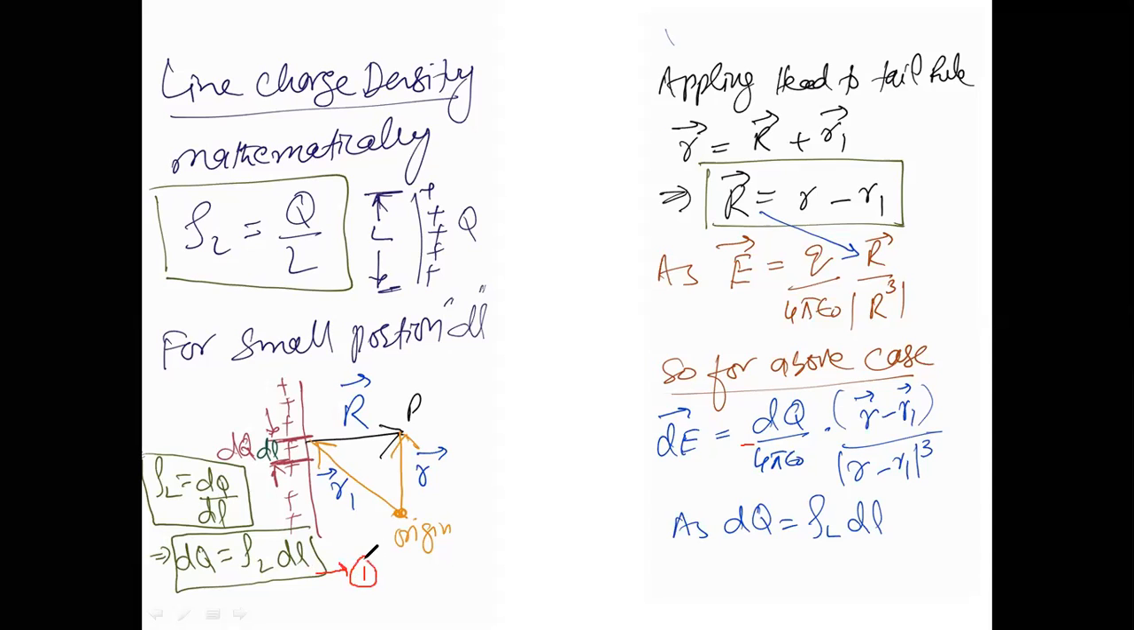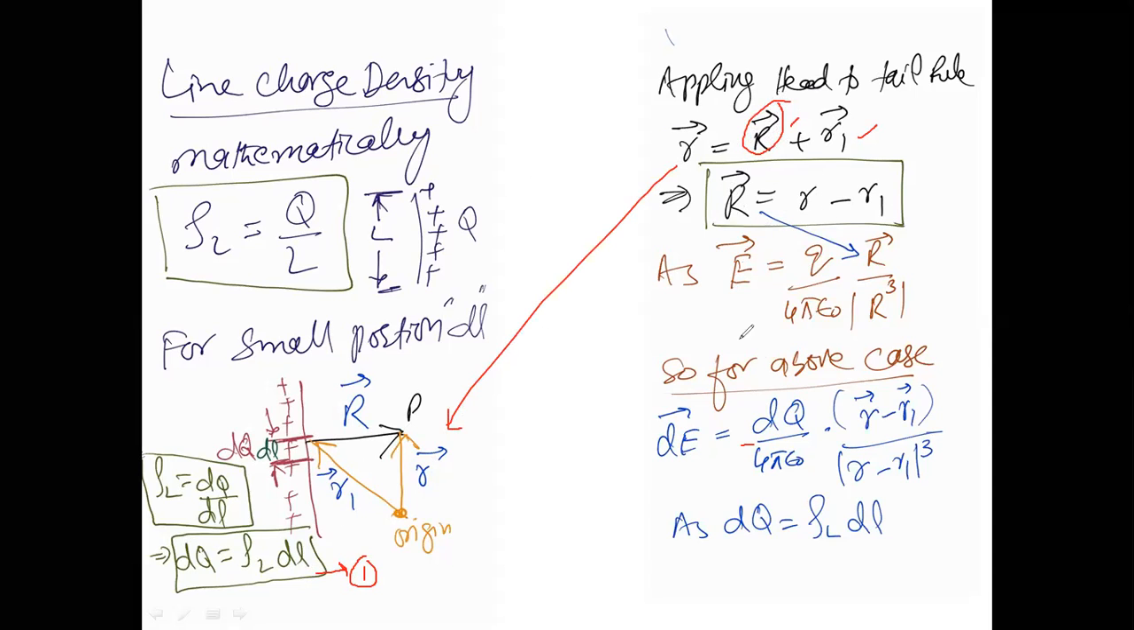Applying the head-to-tail rule on this vector diagram, r1 plus R is equal to r, the resultant vector. But we are in need of this R. So R is equal to r minus r1.